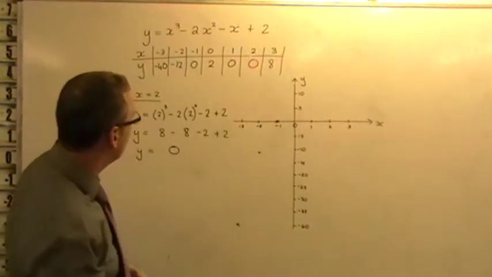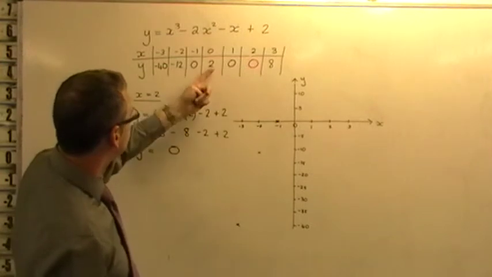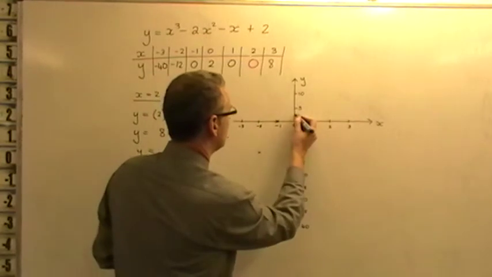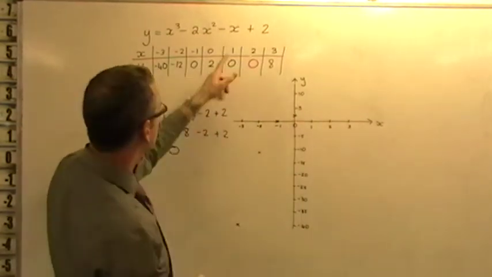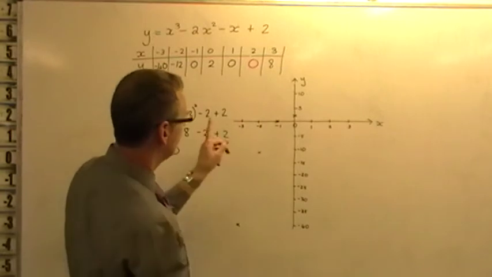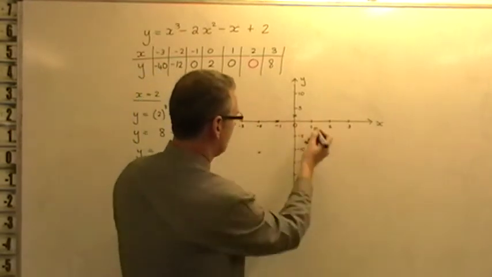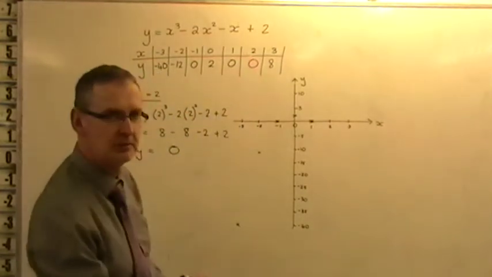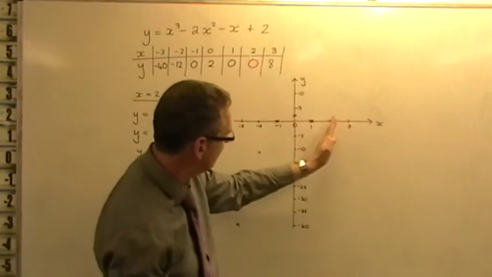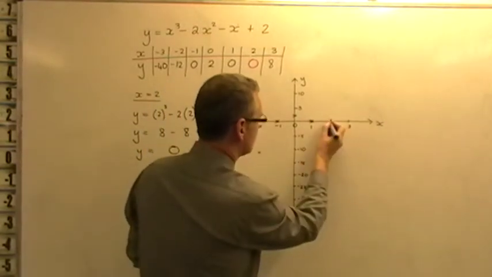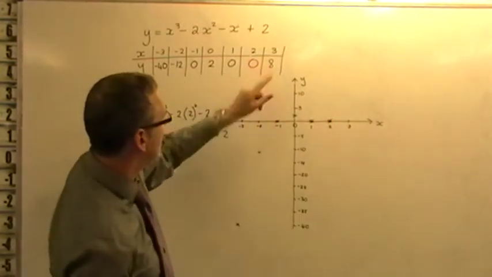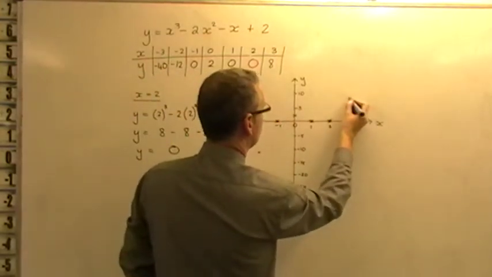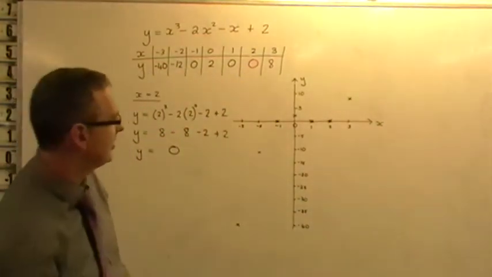Next, it is 0, 2. So you go to 0 on the x, which is there, and up 2, which is about there for me. Next, it's 1, 0. That means 1 across and 0 up or down. So that is on the axis there. Next, you've got 2, 0. So that means you go to 2 on the x, 0 up or down. So it's actually there. And then finally 3, 8. That means you go 3 across and you have to go up to 8, which is about there. So there is the basic plotting of the points.